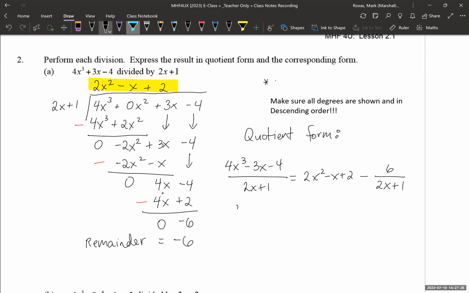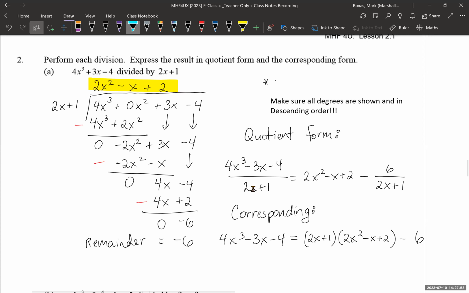And then in the corresponding form, so we can check, we can express this as 4x cubed plus 3x minus 4 equals the divisor 2x plus 1 times our quotient 2x squared minus x plus 2, and then our remainder minus 6. Okay, so again, the only difference between the forms is that I can multiply both sides by the divisor 2x plus 1, so it disappears on the left, and then it appears here beside the quotient on the right and disappears with the remainder.